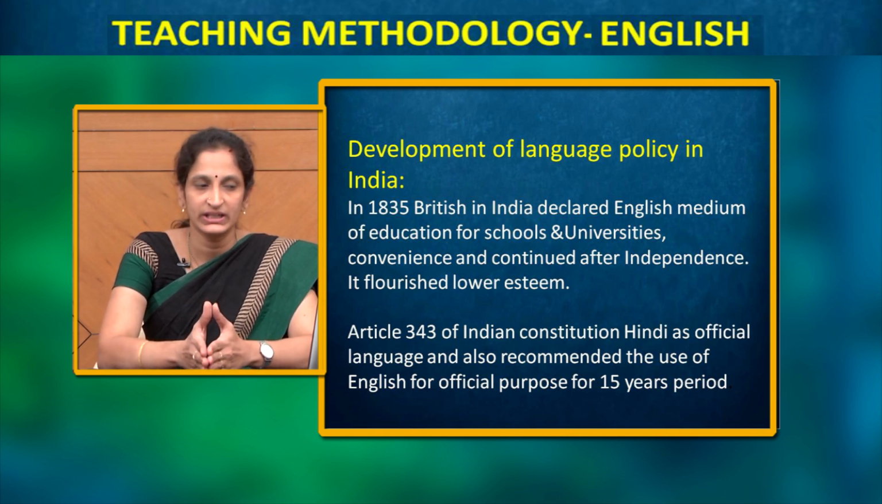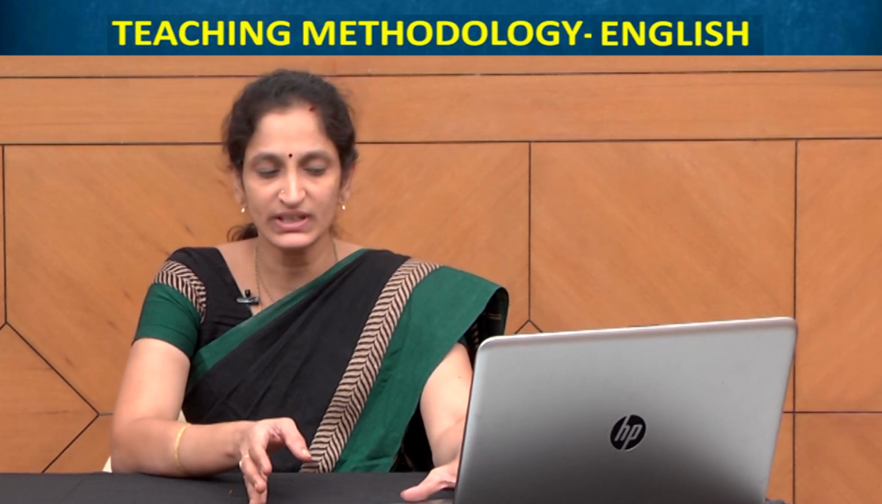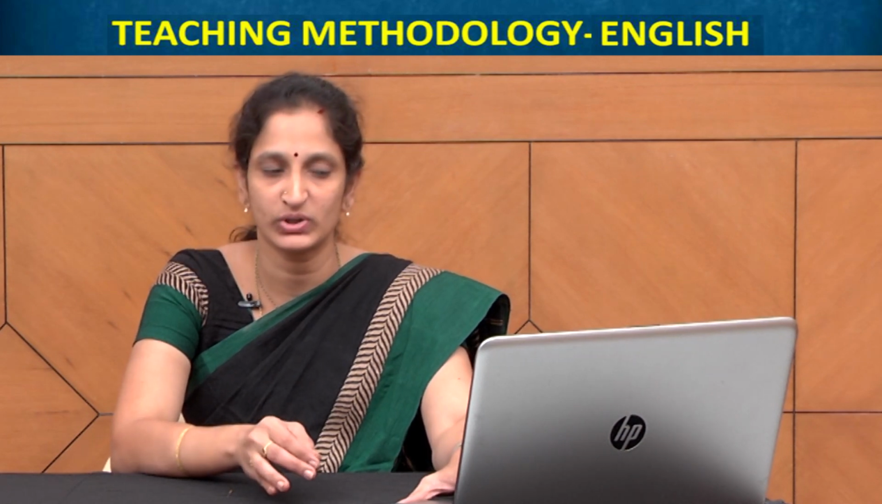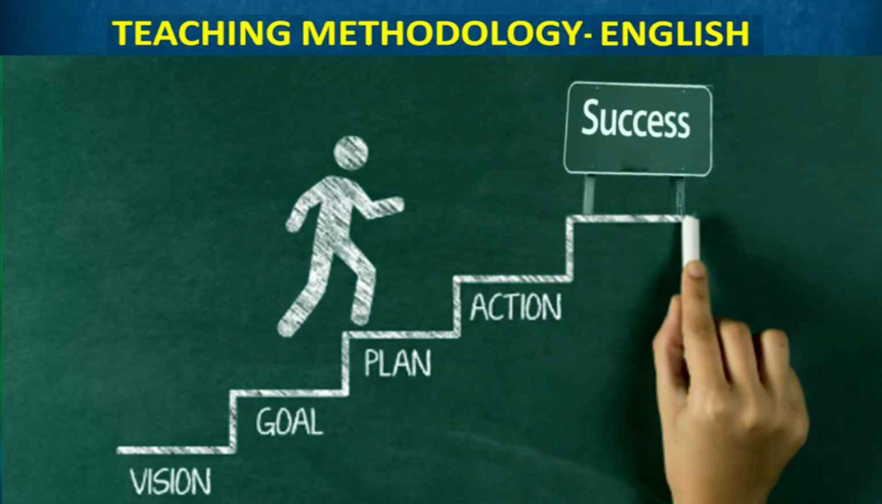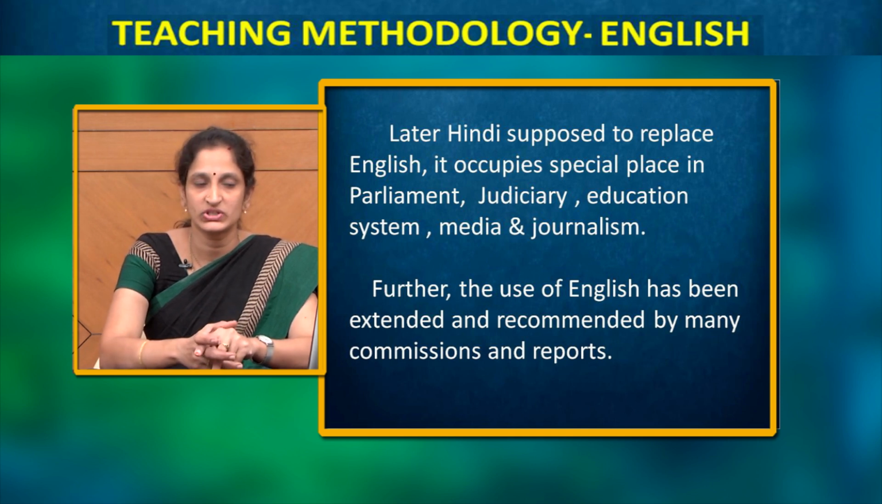Article 343 of the Indian Constitution makes Hindi the official language, and also recommended the use of English for official purposes for a 15-year period. This indicates the importance of the English language in India. This was especially introduced by the Britishers, so that Indians would know the importance of the language. Later, Hindi was supposed to replace English. It occupies a special place in parliament, judiciary, education system, media and journalism.